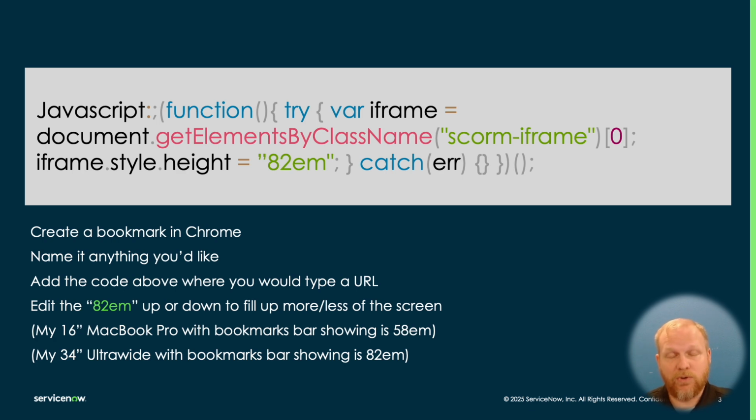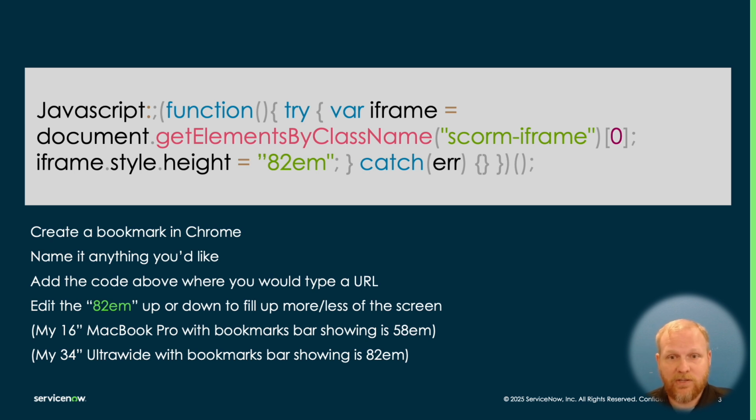Warning, when you do copy and paste JavaScript, depending where you paste it, sometimes JavaScript gets wiped out. So do make sure that your "javascript:" with a colon precedes the rest of the script. So what we're going to do is create a bookmark in Chrome. You can name it anything you'd like. I usually just say expand, but you can name it anything you want to. You'll add that code where you normally type in a URL. So instead of HTTP, Nowlearning, whatever, you're going to type in this script.